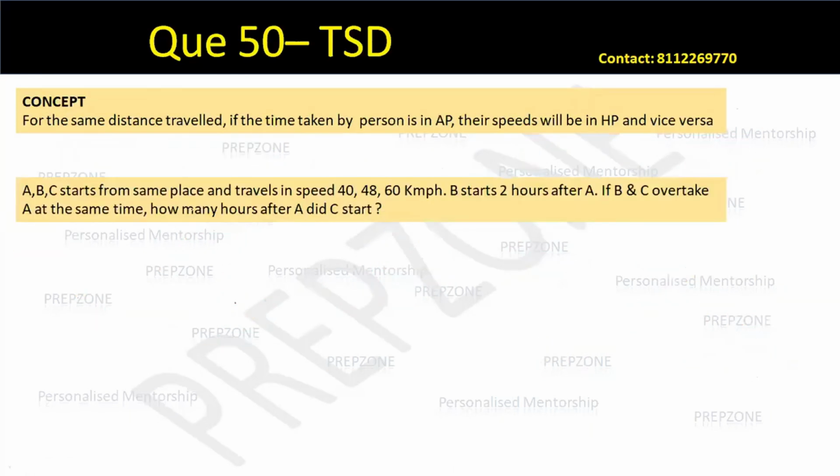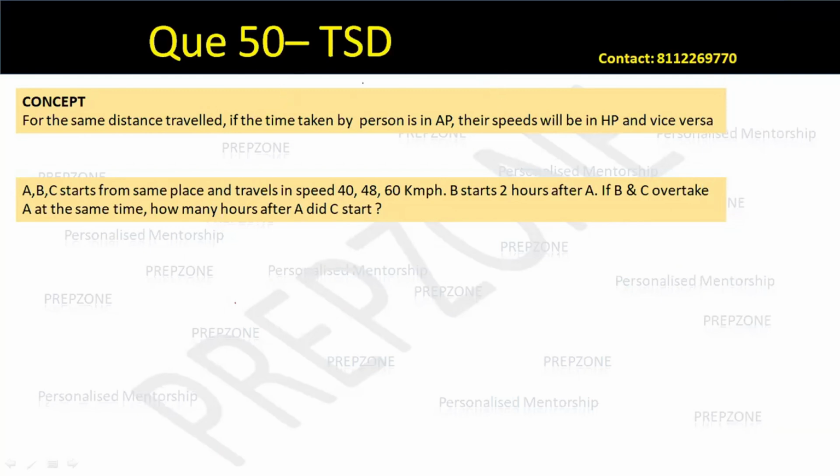Next question. Don't focus on this concept abhi. Just solve this question. A, B, C start from the same place and travel at speeds 40, 48, 60 kilometers per hour. B starts 2 hours before A. If B and C overtake A at the same time, how many hours after A did C start? Do not focus on concept abhi. Just solve this question. अब एक बार पहले concept देख लेते हैं, ठीक है?